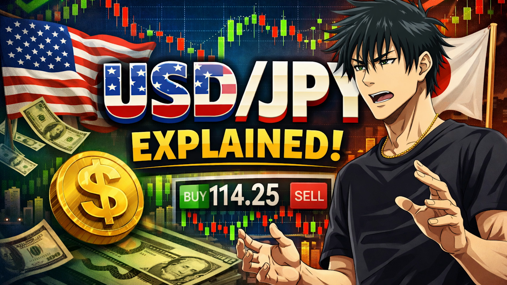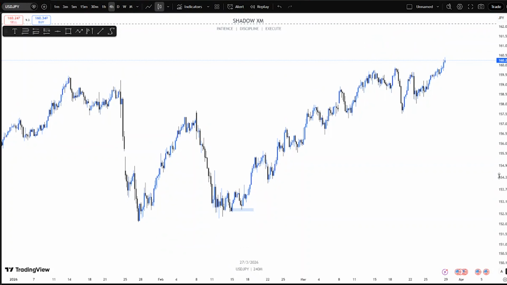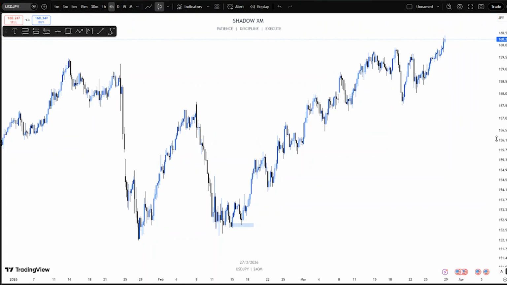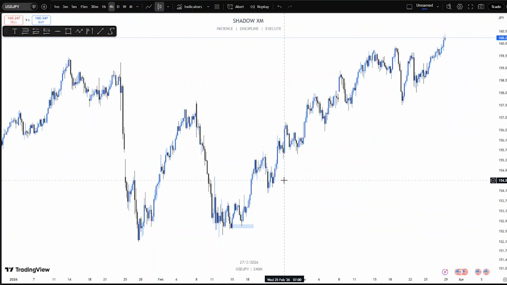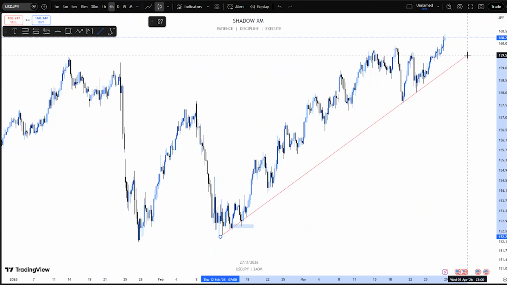So, guys, welcome. Now, I just want to explain something we have on USDJPY in the past week, or rather past month. We have this bullish momentum, this bullish structure in the market, right? So really a bullish trend. We have this bullish trend, right?